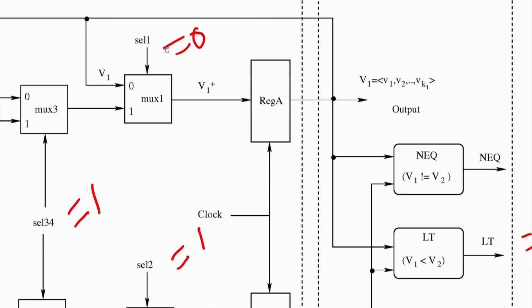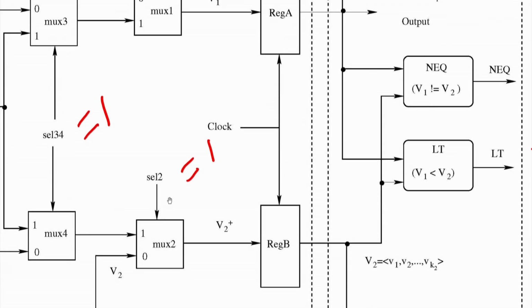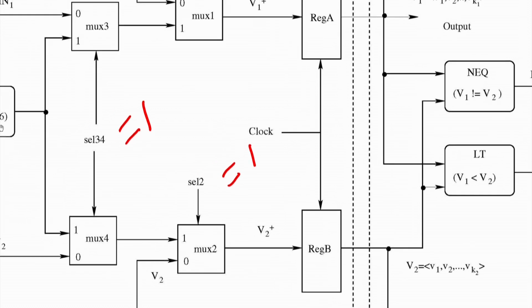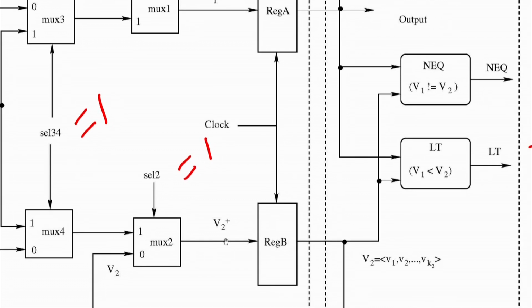The controller will make it so because LT is equal to 1. In that case select 1 will be equal to 0, so the old value of V1 will be fed back, which is constant. So V1 will remain as it is. But in this case if I make select equal to 1, the mux 4 output will go. Mux 4 has the subtracted output, which is V2 minus V1. So V2 will now have the value of V2 minus V1.